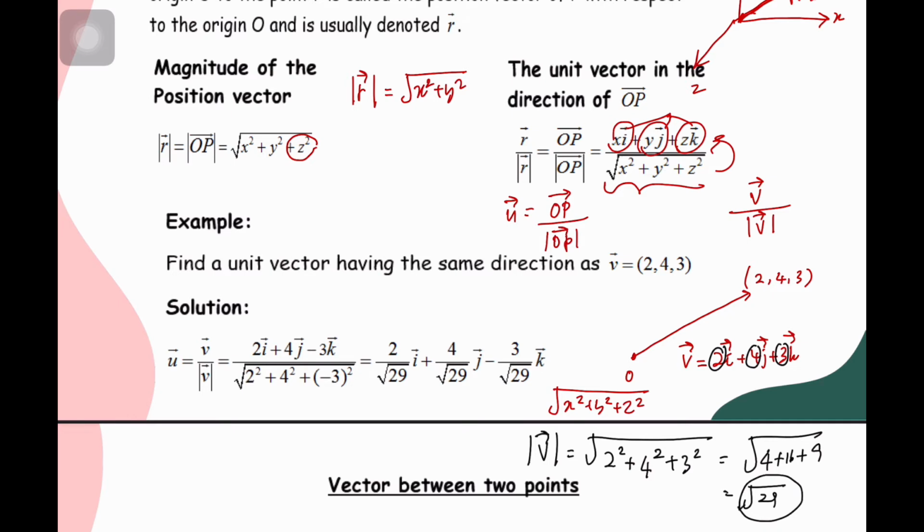Okay, so to find the unit vector, you take the vector itself, which is 2i plus 4j plus 3k, and divide it by its magnitude, which is square root of 29. Therefore, what you will have here is 2 over square root 29 i plus 4 over square root 29 j plus 3 over square root 29 k.